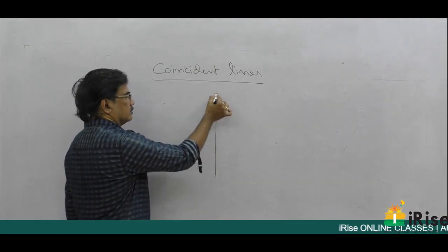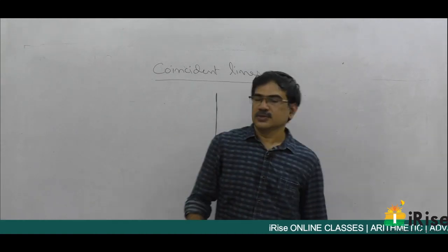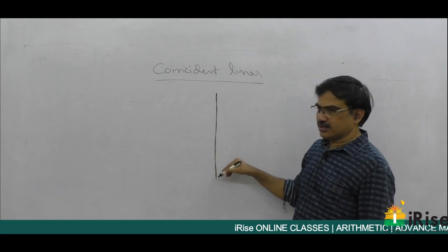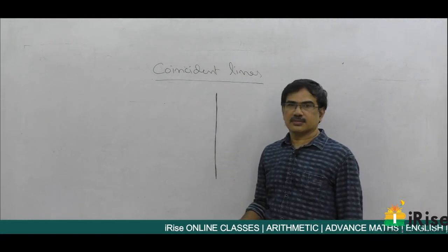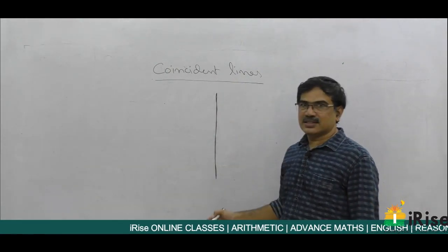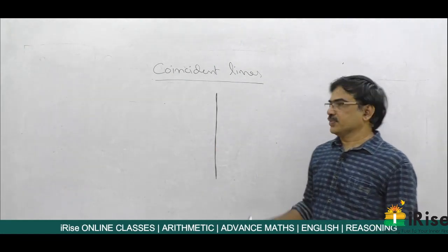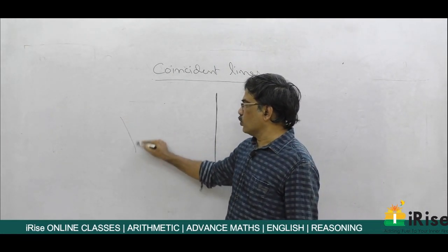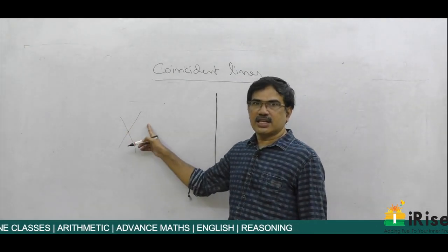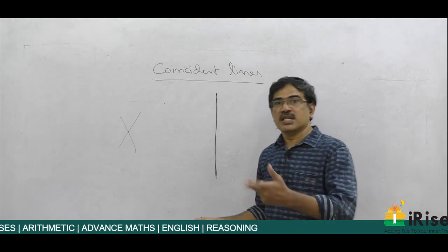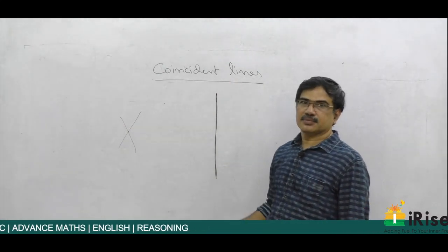This is one line, this is the other line. Two lines coincide. They are called coincident lines, and these two lines have infinitely many intersection points. If two lines have only one common point, they are called intersecting lines. If two lines have many intersection points, they are called coincident lines.